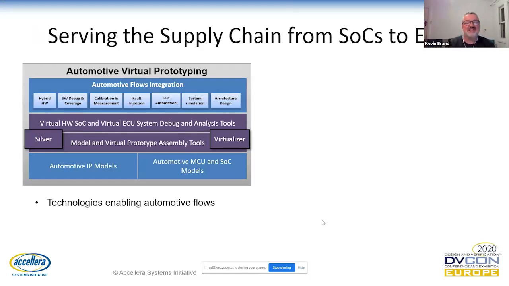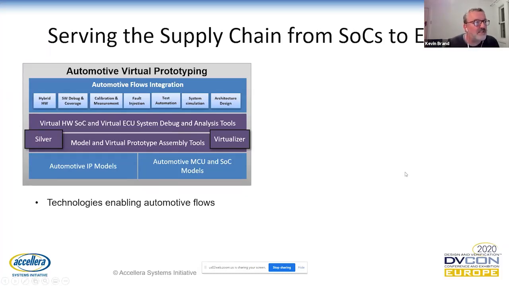So I just want to talk some about how Synopsys actually delivers and uses virtual prototyping through the supply chain. You saw quite a number of slides and you've heard about the supply chain. What we do is really provide a platform for virtual prototyping. This includes models, modeling tools, system debugging analysis tools, as well as integration with a wide range of flows in the automotive supply chain. It's these technologies that serve the ecosystem.